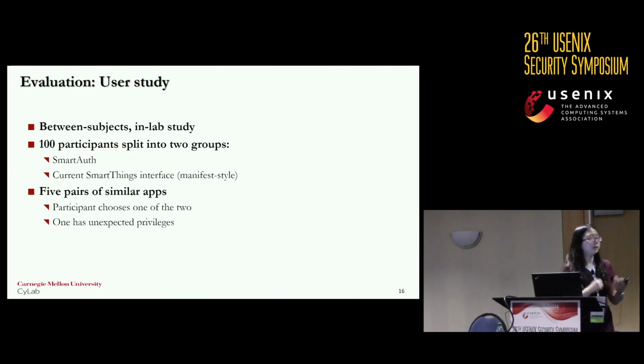And also we did a user study to understand how users will react to the SmartAuth interface. We did a between-subjects in-lab study, and we invited 100 participants and split them into two groups. One group of participants will see our interface, SmartAuth, and the other group will see the current SmartThings interface, which is based on the manifest. For each participant, we have 5 pairs of similar apps, and we ask participants to choose one app out of the 2. And one of the apps has unexpected privileges.